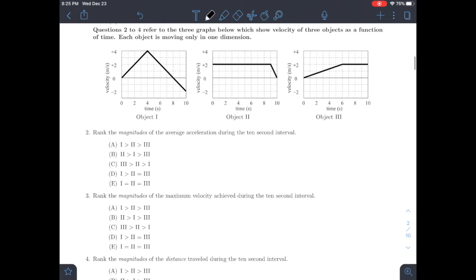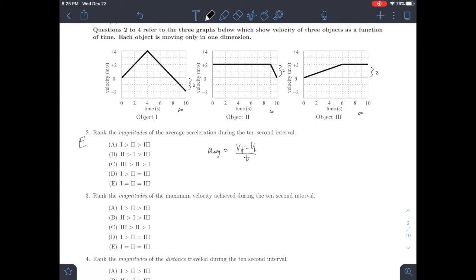Let's look at the second question. Rank the magnitude of the average acceleration during the 10-second interval. First, let's define average acceleration. The definition of average acceleration is the final velocity minus the initial velocity over the time. We only want to find the magnitude. In the first, second, and third pictures, we can see the change in velocity is always 2 and the time interval is always 10 seconds. So we can see easily that all the average accelerations are the same, so it's E.